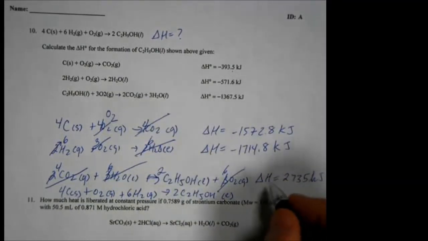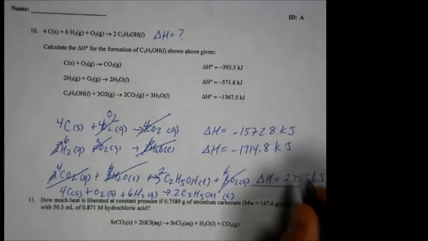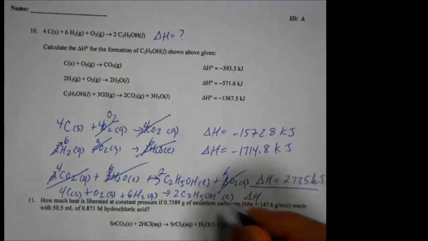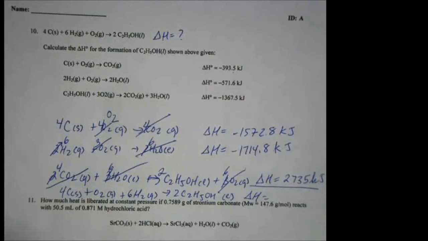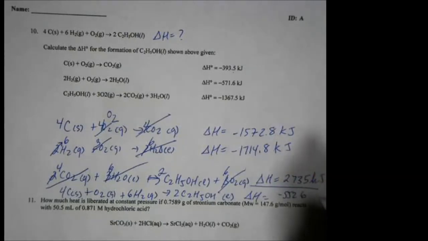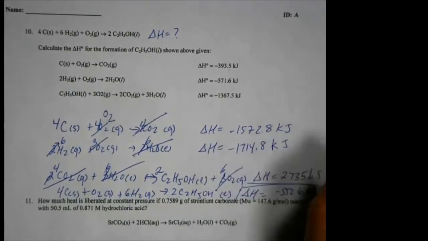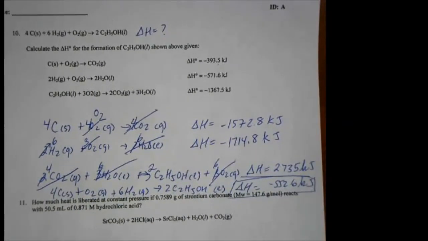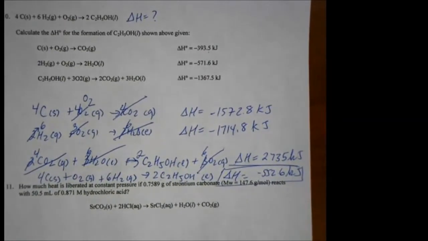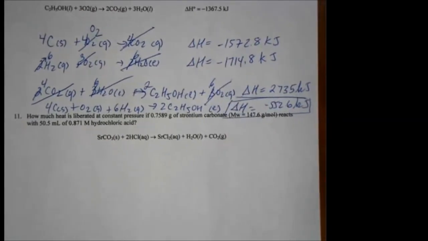So this is good. In order to get the delta H, we're just going to add these guys up at this stage. So the delta H of this reaction is going to equal the negative 1572.8 plus the negative 1714.8 plus a positive 2735, and that gives me a grand total of negative 552.6 kilojoules. So that would be your final answer. Okay. So for this guy, you just got to follow the puzzle pieces, make sure that everything matches up, and you should be good to go.